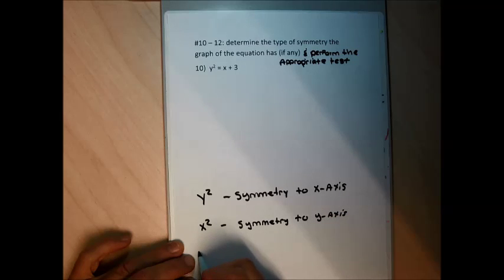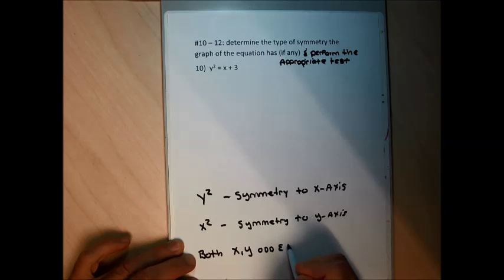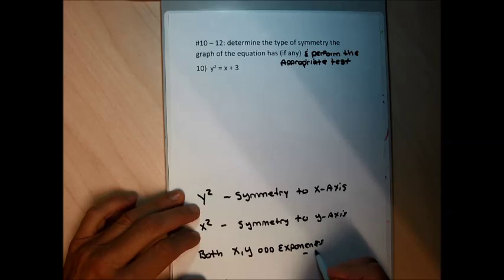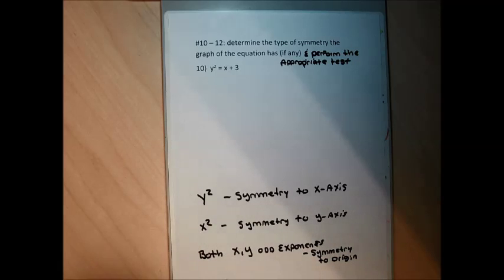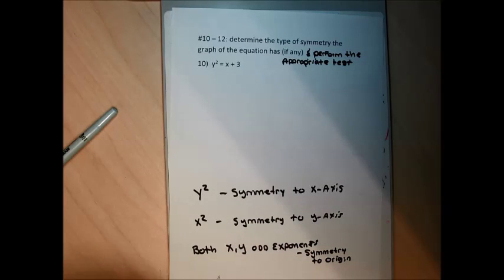And if both the x and the y have odd exponents and there's not a constant term, we have symmetry to the origin. This is not a 100% guarantee, but it's pretty close. For our class, it'll be 100% guarantee. In general, it's probably not 100% guarantee.